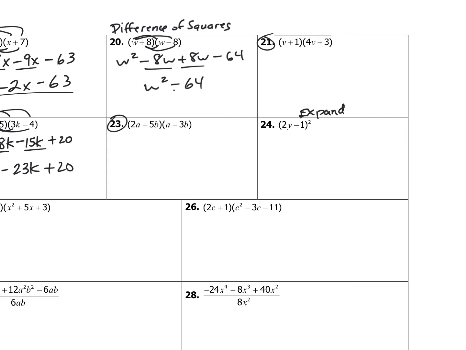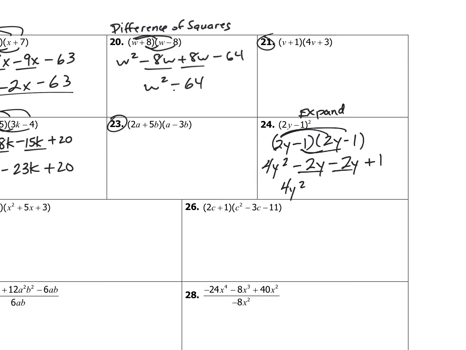Okay, so we can expand this and rewrite it as 2y minus 1 times 2y minus 1, because anytime we square something, that's essentially all we're doing. We're just multiplying it by itself, and the exponent tells us how many times to do that. So 2y minus 1 times itself: 2y times 2y is 4y squared. 2y times negative 1 is negative 2y. Negative 1 times 2y is negative 2y. And then negative 1 times negative 1 is positive 1. Combine the two inside terms. That's 4y squared minus 4y plus 1.